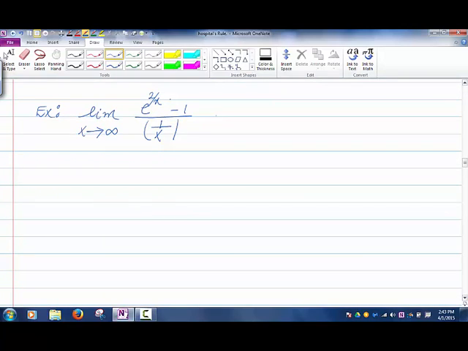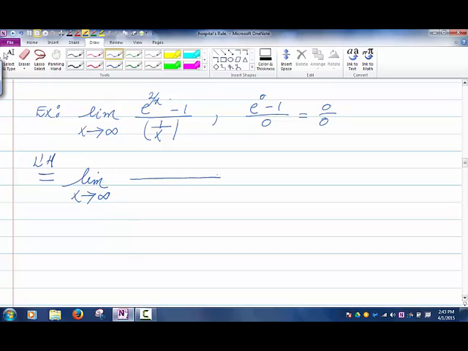What's the limit form here? e to the power 2 over x minus 1. As x goes to infinity, what is happening to 2 over x? So you're getting e to the 0 minus 1. And in the denominator, what is happening to 1 over x? 0. So you are getting 0 over 0. So the limit form is 0 over 0. I could apply L'Hopital's rule, and this is the limit as x goes to infinity. What's the derivative of e to the 2 over x? And what's the derivative of 1 over x?